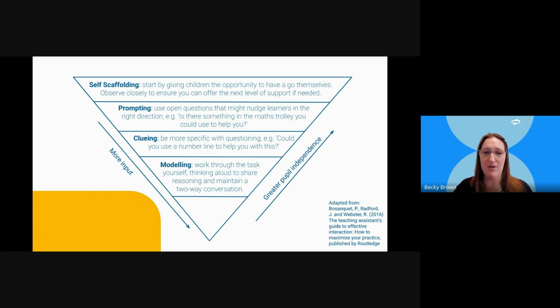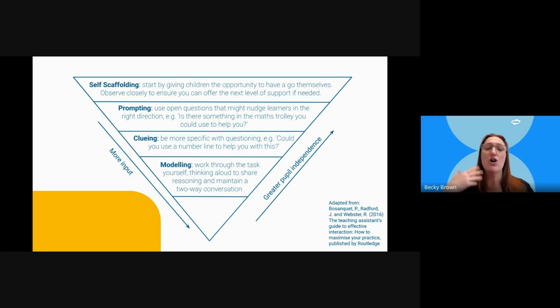But you working through a task yourself is a really good way of getting a child started on their own journey. Thinking aloud is the really important thing. So it's not very easy to do to start with, but try to get into the habit of speaking out loud what you're doing. Oh, well, I'm going to put this here. Oh no, that's not quite working, so I'm going to move this over here.